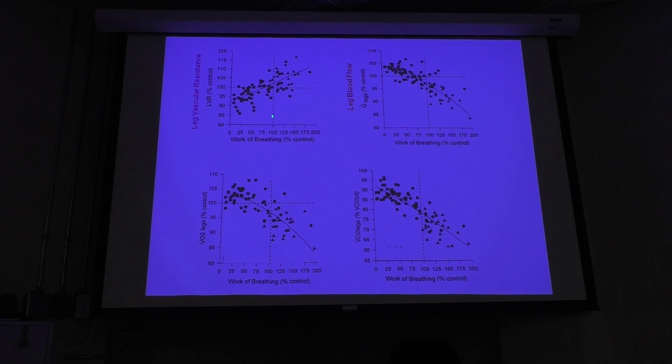So you can see here, this at 100% is the condition where the work of breathing was normal, and then they unloaded the work of breathing experimentally, and then they loaded the work of breathing experimentally. And here they're looking at the leg vascular resistance effect relative, again, to the unloaded breathing condition. And so the take-home message here is that as the work of breathing increased, leg vascular resistance increased.